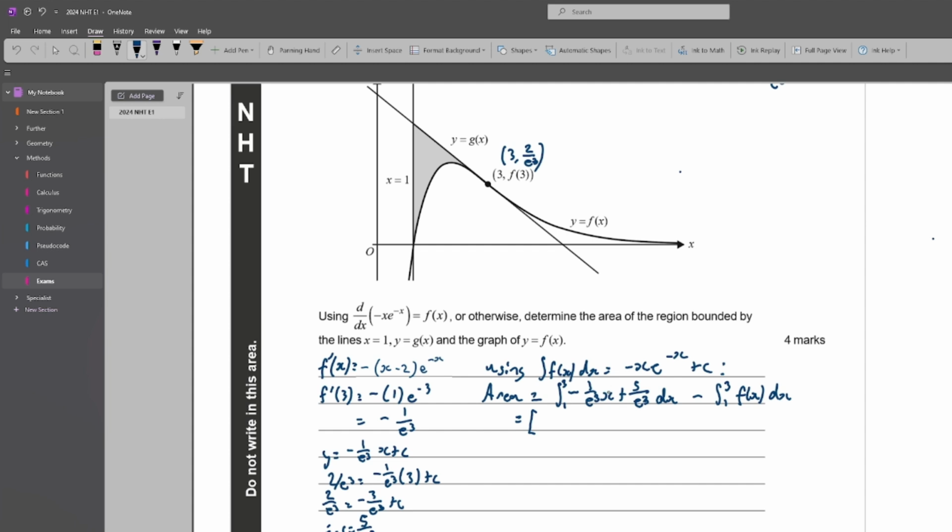Okay, let's find the antiderivative of this. We raise this x to the power of 2 and divide by the new power of 2. So we have negative 1 on 2e cubed x squared, and then plus 5 on e cubed x, from 1 to 3. Minus, and then as we said before, via recognition, the antiderivative of this is negative x e to the negative x from 1 to 3. And we've got a minus, so let's change that to a plus and cancel that out, which should make the substitution a bit easier.